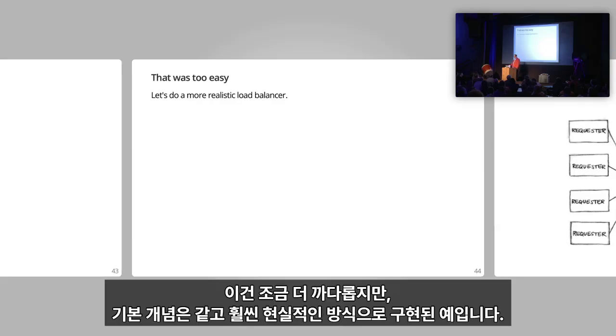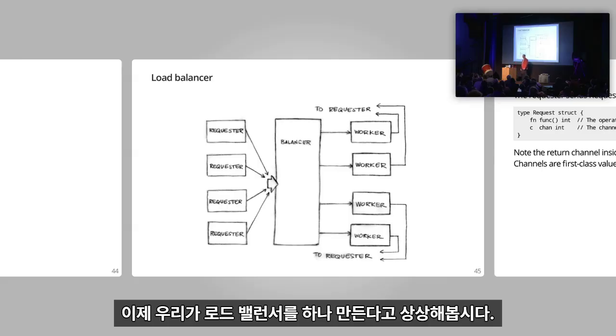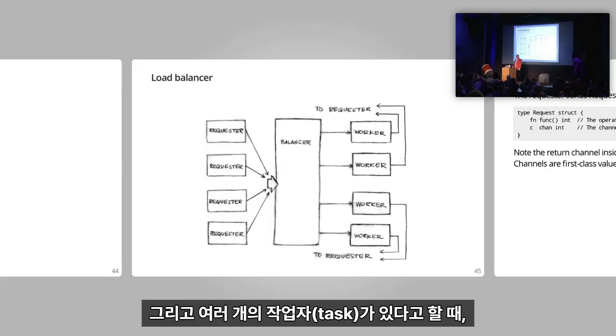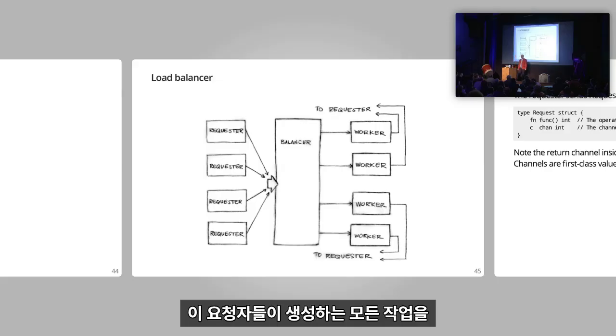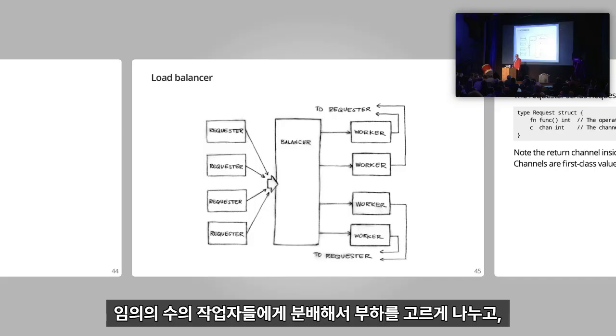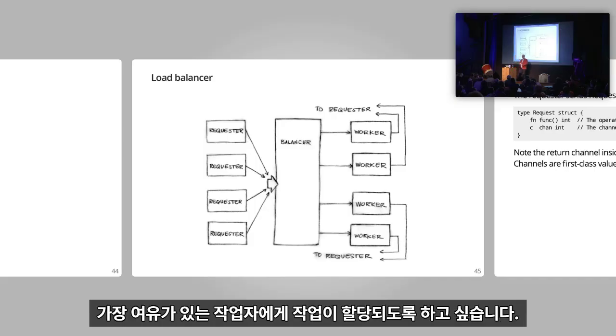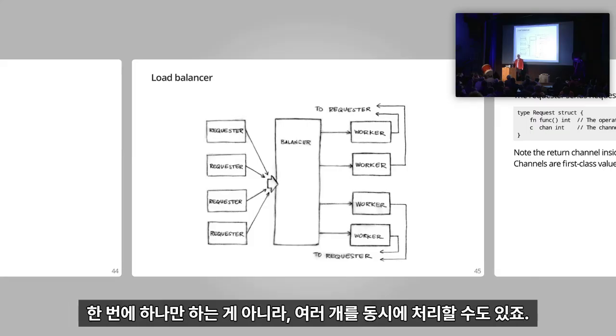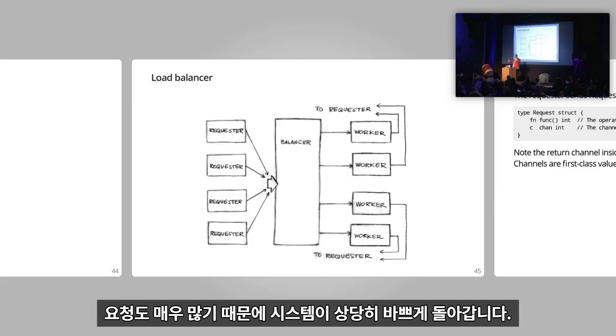This is a little trickier, but it's the same basic idea, but done much more realistically. So imagine we have a load balancer that we want to write that's got a bunch of requesters generating actual work, okay? And we have a bunch of worker tasks, and we want to distribute all these requesters' workload onto an arbitrary number of workers and make it all sort of load balance out so the work gets assigned to the least lightly loaded worker. So you can think of the workers may have large amounts of work they're doing at once. It's not just one at a time. They may be doing lots. And there's lots of requests going on, so it's a very busy system.